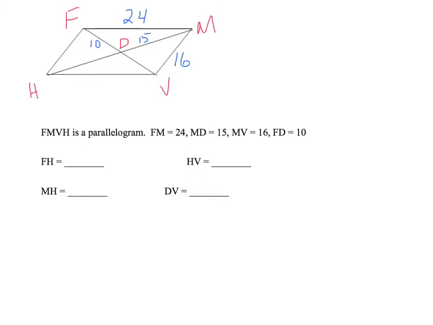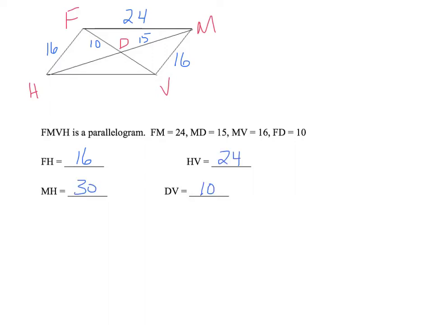Now, using that information, I should be able to answer all of these. So if I look at FH, FH is this side right here. I know that opposite sides are congruent in a parallelogram. MV should be the same measurement, so FH should also be 16. How about you take a look at the other 3 and try to fill those out on your own? Pause the video here, and then when you come back, I'll have the answers written in for you.